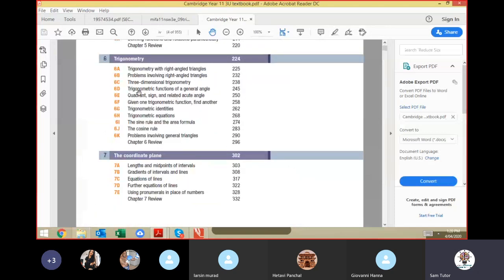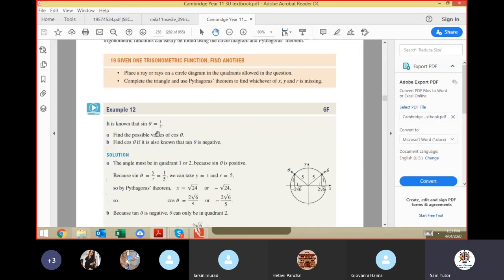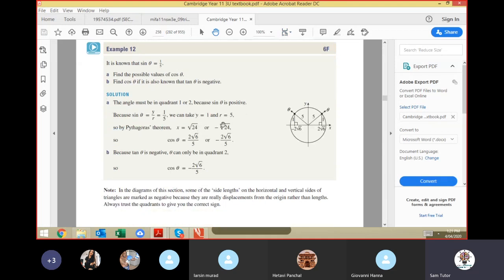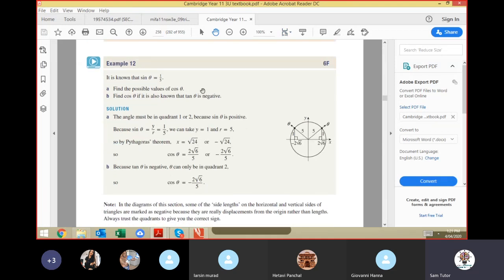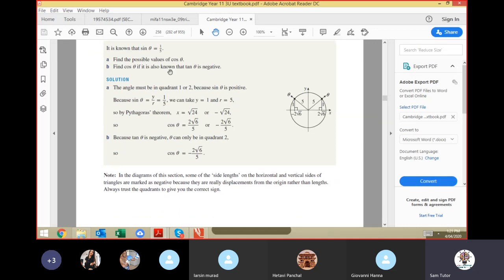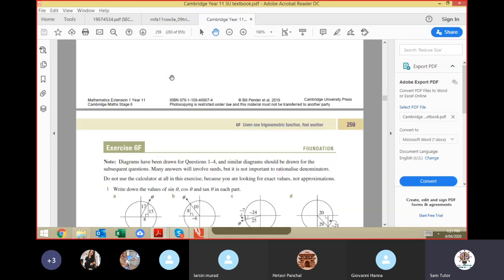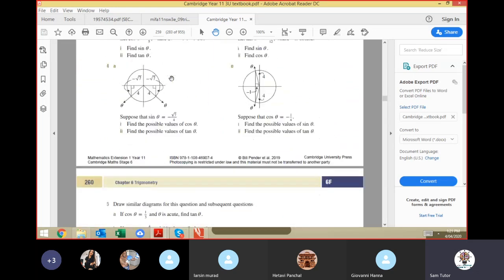Trig functions of a general rule. Given one trig function, find another. 258. There we go. So be careful. For those who are using Maths in Focus, it looks like they don't really have this in the book. And that's obviously part of the syllabus. So you've just got to be careful with that.